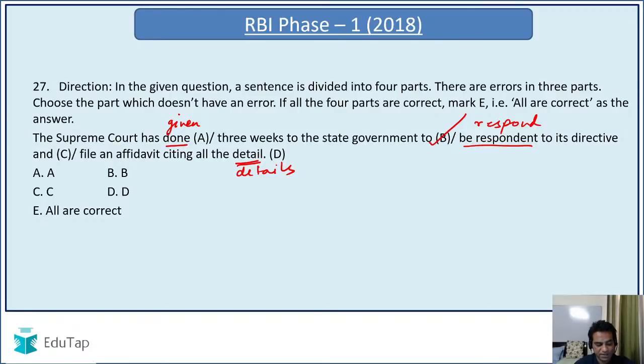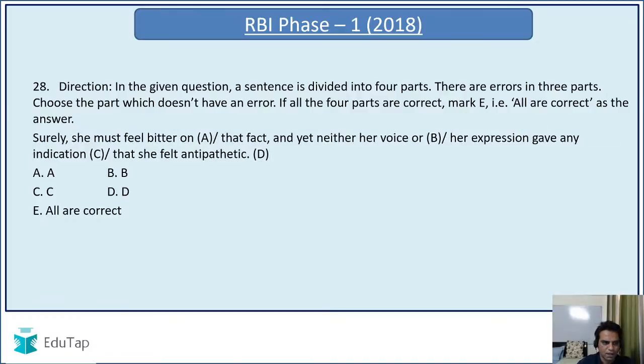Be very careful, be very specific in finding mistakes. Praveen, what was the error in B part? Alright, guys. Very good. Although all of you who have answered B, very good job. Let's look at question number 28, guys. Again, the same pattern. You have to find the part which is free from error.